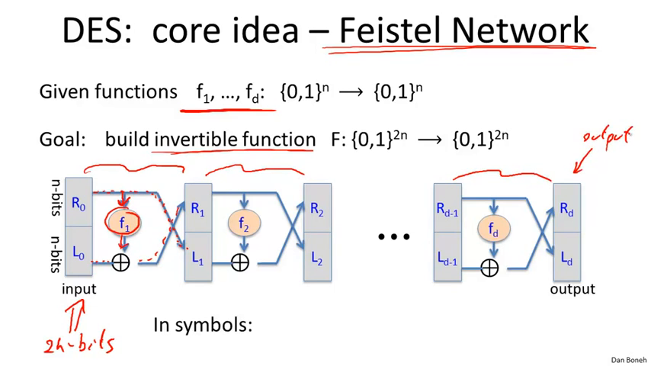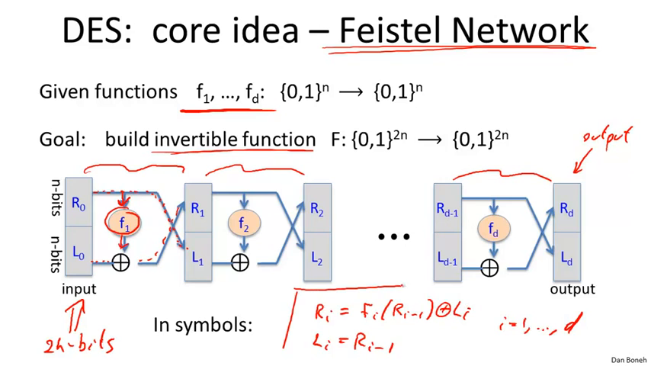If you like, we can write this in symbols: Li is simply equal to Ri minus 1, and Ri, that's the more complicated one, is equal to, let's just follow the lines here, Ri is equal to fi applied to Ri minus 1, XOR Li. And i goes from 1 to d. So this is the equation that defines a Feistel network mapping a 2n-bit input to a 2n-bit output.